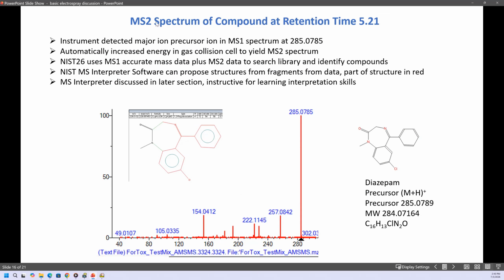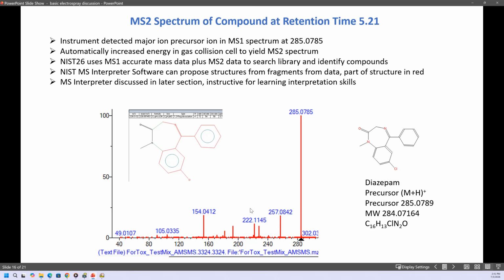So here is the MS2 spectrum of the compound at retention time 5.21. As the instrument is going along looking at the MS1 ions, if it detects a major ion precursor in MS1, such as here 285.0785, it'll automatically select that ion and put it into the collision cell to yield an MS2 spectrum at higher energy to yield fragments. So then the NIST-26 uses the MS1 mass accuracy and isotopic fidelity plus the MS2 data to search the library and identify the compounds.